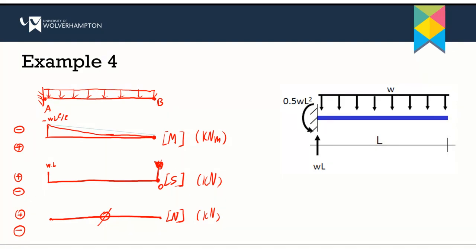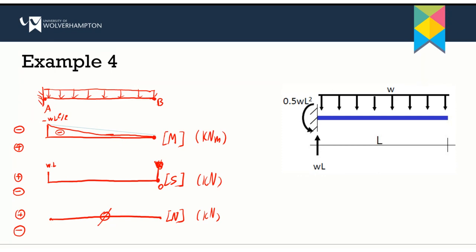In general, there is a way to calculate the value of the moment at various points, but for now you won't have to do that. So don't worry, just draw it like that and it should be okay. Of course, this is a negative diagram, so I put the minus sign over here, and that's the diagram for the bending moments.